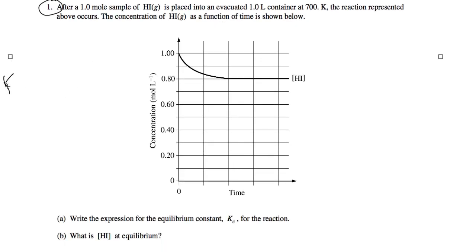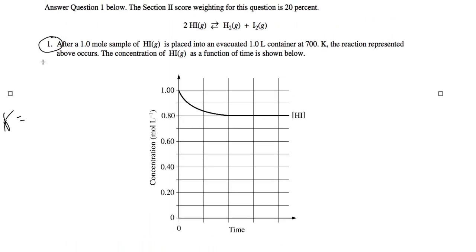So K equals H2 times I2 to the first power over HI squared. These powers are coming from the coefficients. It's products over reactants. We're going to write our ICE table.